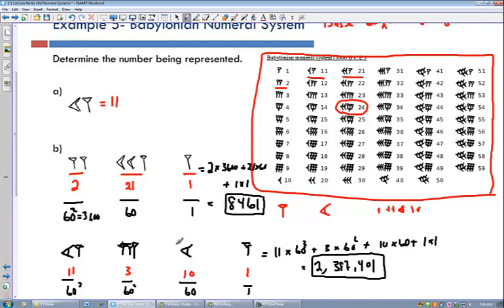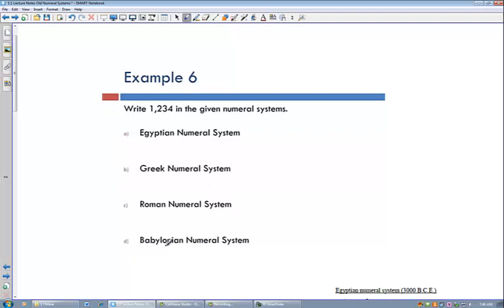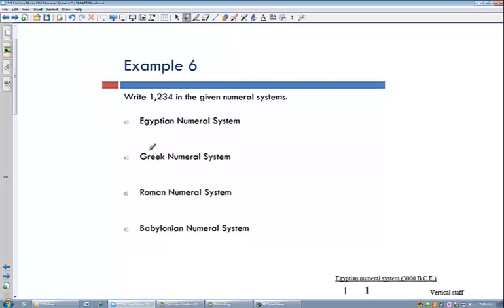Okay, so the last thing we want to do, we went one way, meaning if I give you the number in the Egyptian numeral system, you can write it in our numeral system, or the Roman, or the Greek, or the Babylonian. Now we want to go the other way, where I give you the number in our numeral system, and you write it in the given numeral system. And some of these are real easy. You'll see here, like the Egyptian numeral system is pretty easy, along with the Greek and the Roman. You're not going to really struggle too much with these three. But the Babylonian, you're going to have to think a bit. It's going to take a little bit of work on your part to figure that one out.